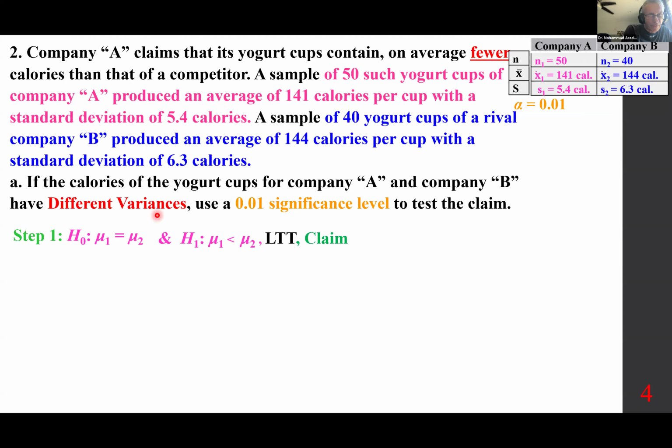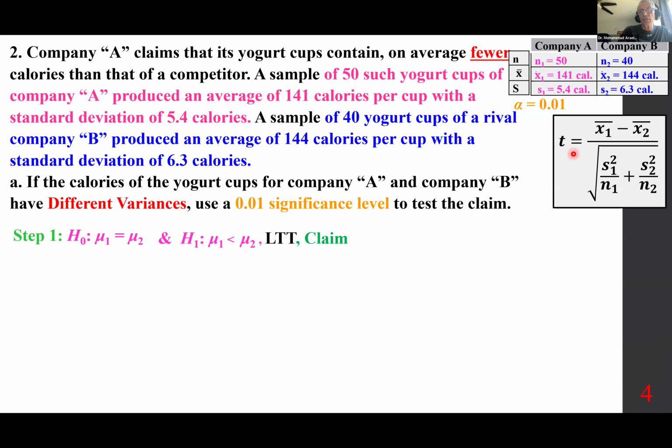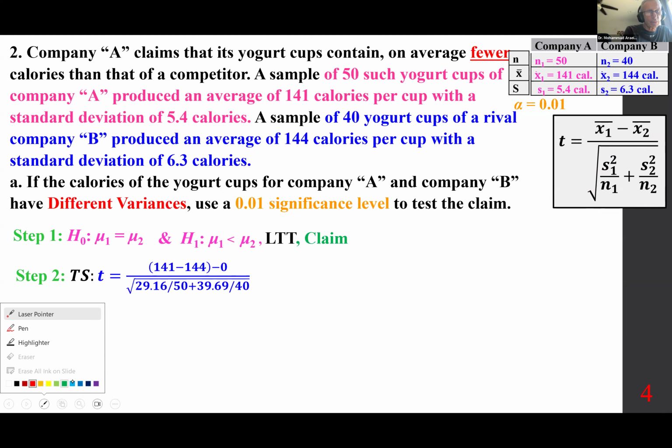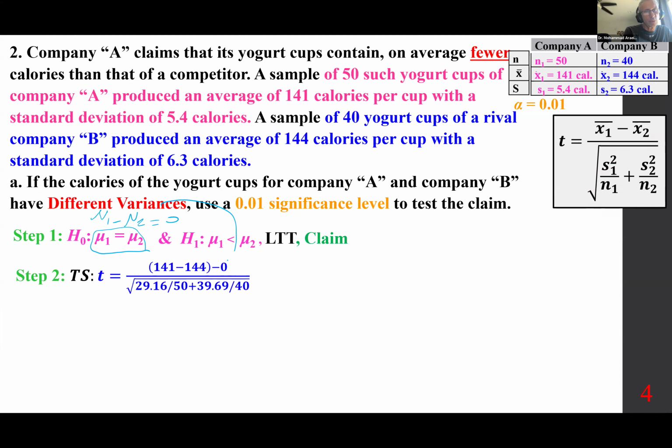Now, the effect of this is this formula, everybody. T is x1 bar minus x2 bar over the square root of s1 squared over n1 plus s2 squared over n2. And by the way, let me just explain a couple of things. This one, you may use mu1 minus mu2 equals 0, and that's what goes here. It always comes from there. So I want to make sure you understand that. Having said that, we do the math, and we get the test statistic T equals negative 2.3901.